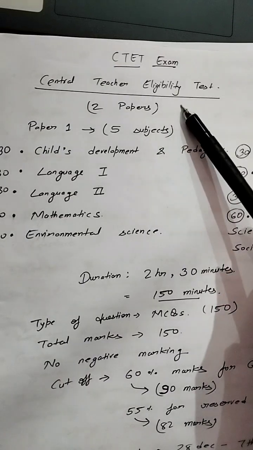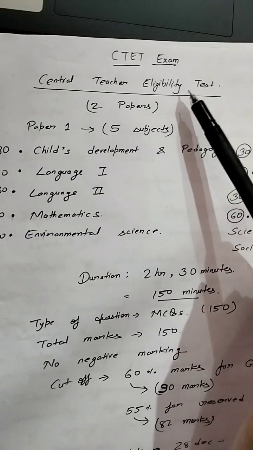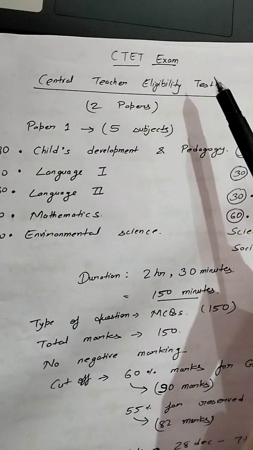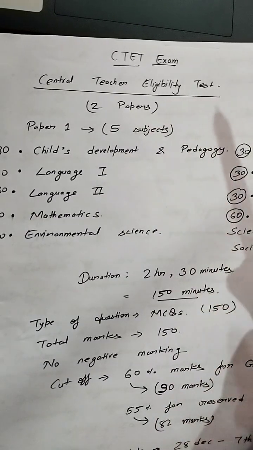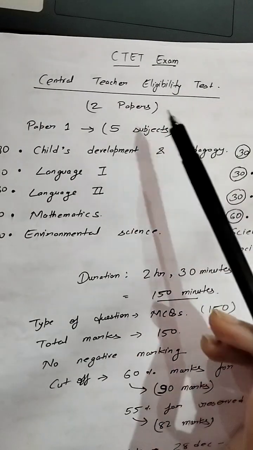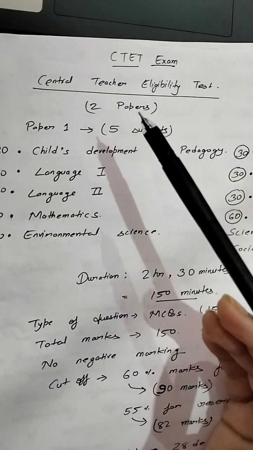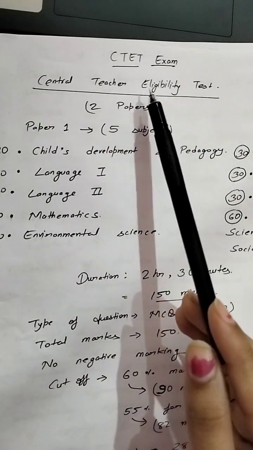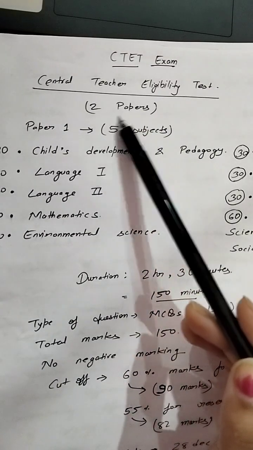So CTET is an exam which is extremely essential if you want to become a teacher. Whether you want to become a teacher at primary school or secondary school, the basic, least eligibility criteria is that you have to pass this exam. And in order to pass this exam you have to have a degree of MSc and B.Ed. It stands for Central Teacher Eligibility Test, and it is going to contain two papers in total.